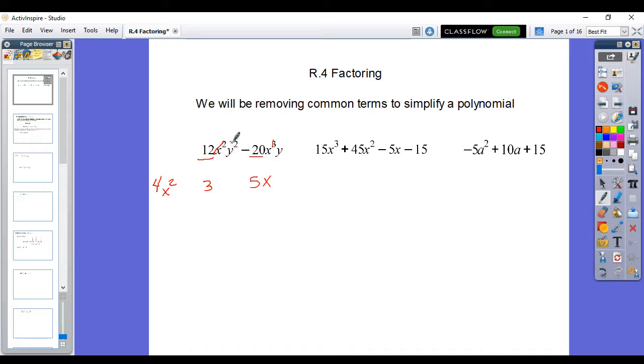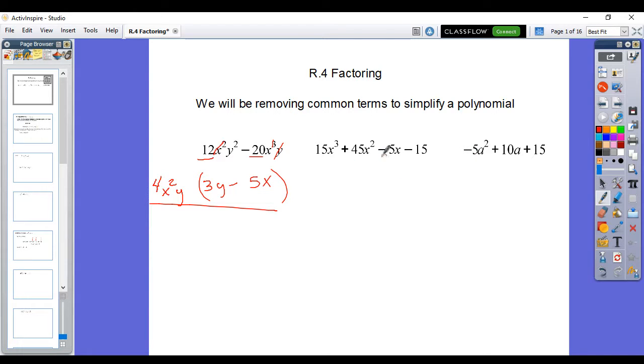Then we look at the y. There's 2 y's right here, there's 1 right here. What's the most I can take out? Just 1 y. So if I take 1 out of here, I'm left with the y. Take 1 right here, I'm gone. So I'm left with this right here, 4x squared y times 3y minus 5x. That's factored out. Let's look at this one right here.